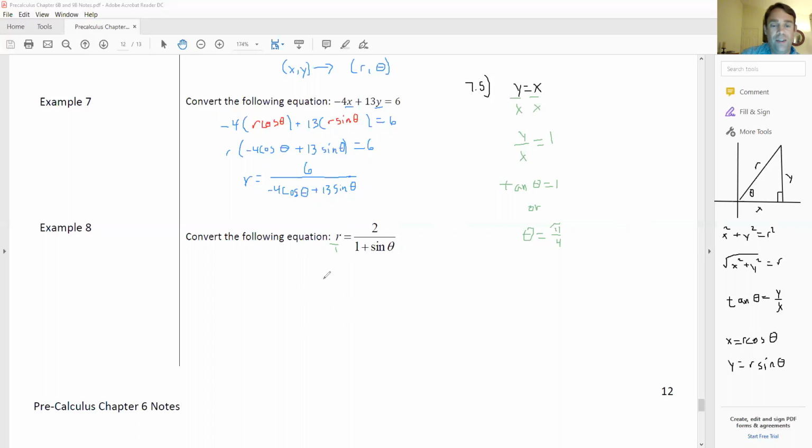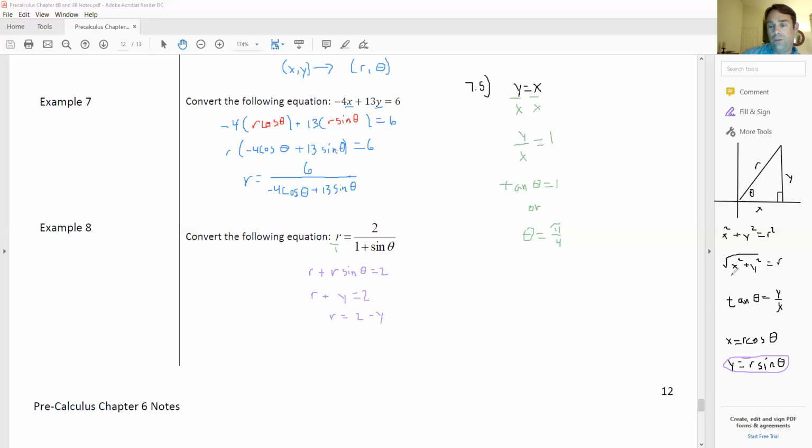All right, let's see how you did. So I see I have r times 1 is r plus r sine theta equals 2. Well, r sine theta is y. So how about in place of that r sine theta, I change it to y. I'll deal with that r in a second. I don't really want to deal with it quite yet. I am going to move the y to the other side, though. So I have r equals 2 minus y.